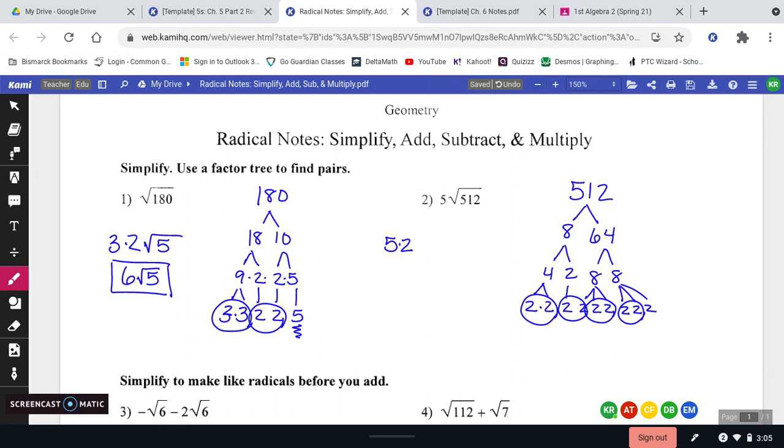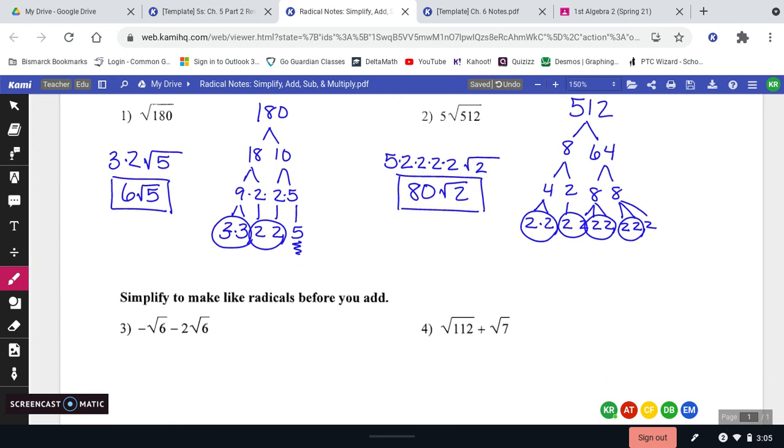we got 4 2's, and then a square root of 2. So 2 times 2 times 2 times 2 times 5 is 80 root 2. So that's simplest radical form.